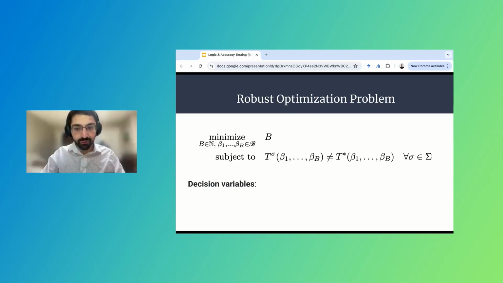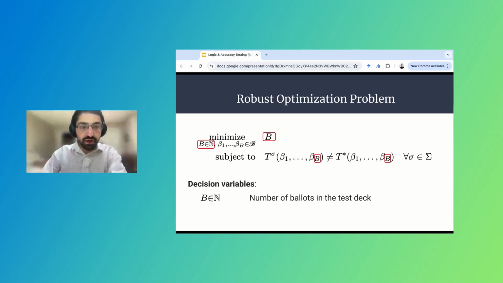In one of these mathematical optimization problems, the goal is to find decision variables that are feasible and achieve the minimum cost. So what are the decisions in this optimization problem? There are two types of decisions. The first decision is an integer b, which denotes the number of ballots in the test deck. And b shows up here in our objective. Our objective in this optimization problem is to find a test deck with the minimum number of ballots. It's to minimize b.